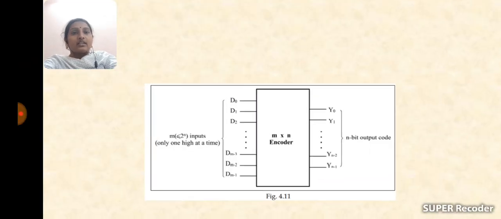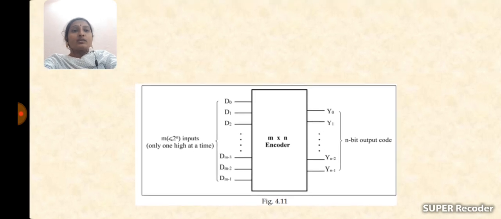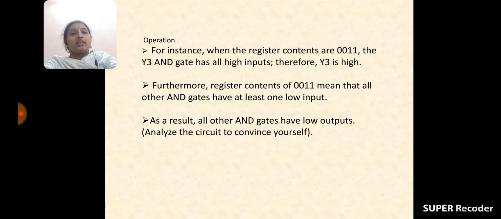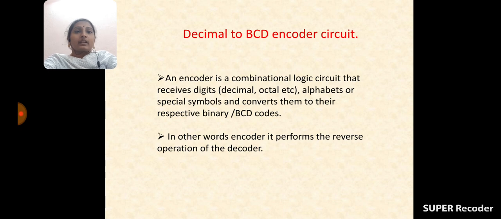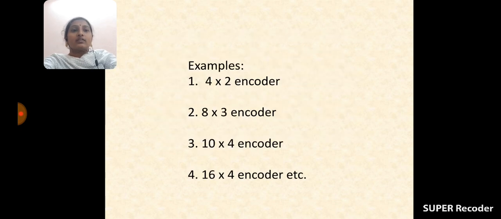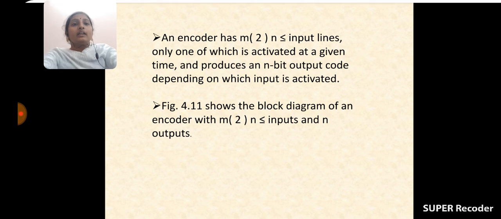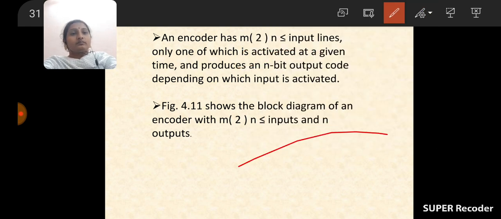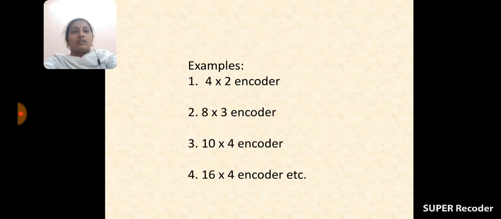And see here, this is an M by N decoder. Here M inputs are there, N outputs are there. What is the relation between the outputs and inputs? M is less than or equal to 2 to the power of N. And decimal to BCD encoder circuits will always depend upon the formula M less than or equal to 2 to the power of N input lines. Okay. Is it clear? The slides will help you. For example, 4x2 encoder, 8x3 encoder, 10x4, 16x4 encoders.